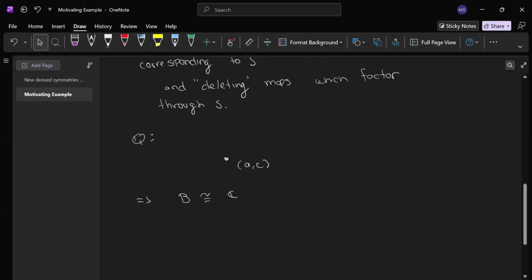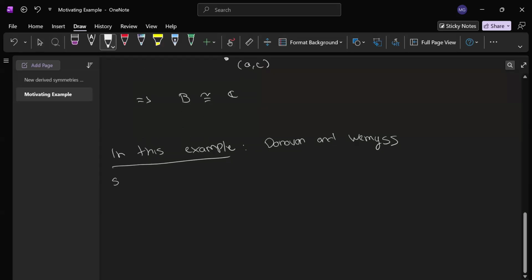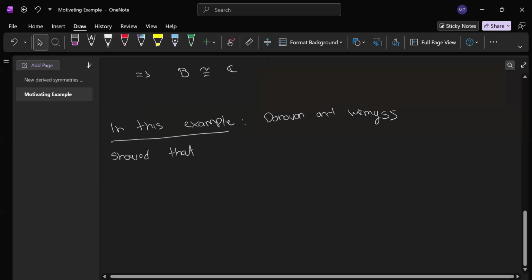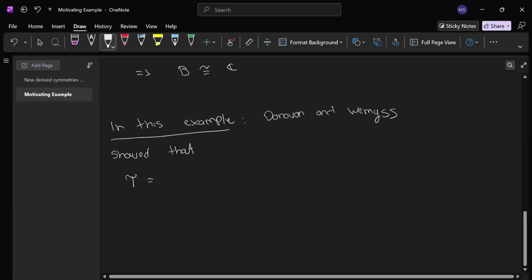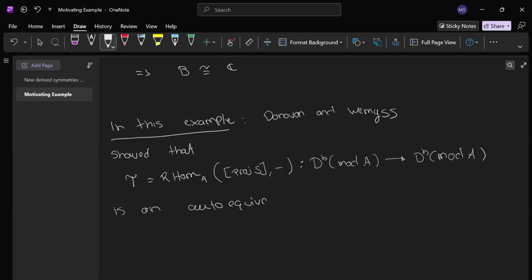So this is our motivating example, and in this example, Donovan and Wemyss showed that this functor here, which we'll call curly T, and it's going to be RHom over A of the ideal proj S, blank, is an endofunctor of the derived category of A. So they show that this functor here is an autoequivalence. And they called it the non-commutative twist.